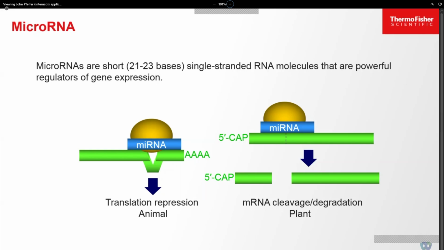In the case of plants, it's more likely the microRNA would bind to the targeted messenger RNA with a match. This results in cleavage and subsequent degradation of the targeted messenger RNA.